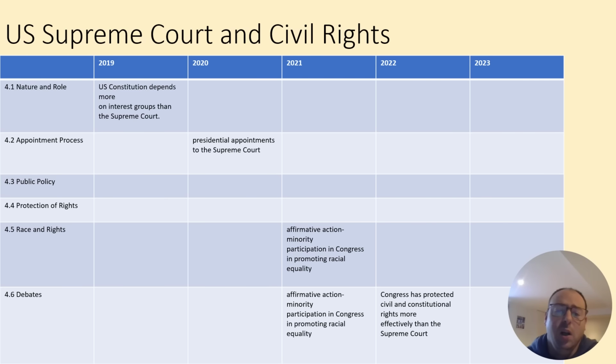In 2021, we saw the question on affirmative action and minority participation in Congress, and which did the most significant job in promoting racial equality. And then we've got Congress has protected civil and constitutional rights more effectively than the Supreme Court, which we saw in the Congress one, but you can also say this is a debate about the role of the Supreme Court. Notably, again, Supreme Court and rights are not in last year, and again, may well be due a comeback, particularly if we look, there is a gap, 4.3 and 4.4. So let's have a look at the bits of the spec in a bit more detail.